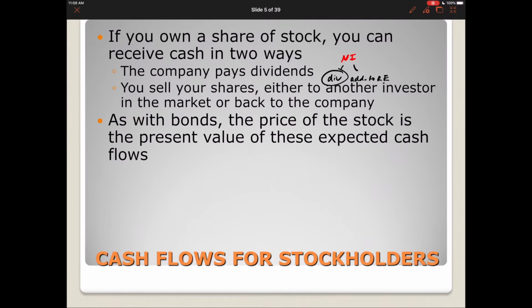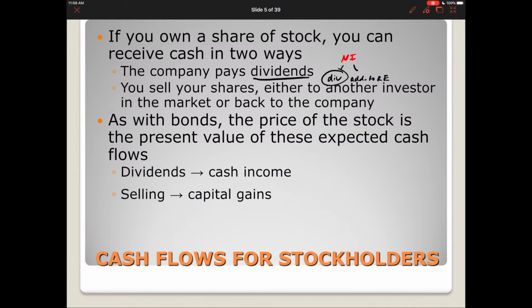As with bonds, the price of this stock is the present value of these expected cash flows. As you value things, you'll find out that the value is simply the present value of these future expected cash flows. With bonds, it was your interest, your coupon payments, and your face value, the principal amount. With stocks, it's a little bit different. It is either the dividends or selling your share of stock. Well, those dividends are your cash income, so those are your periodic income throughout the investment horizon.